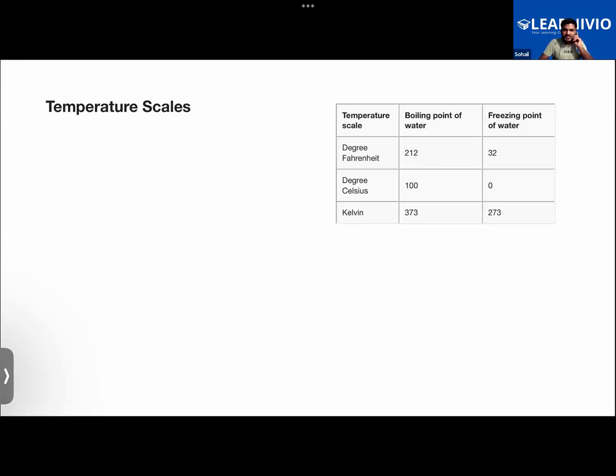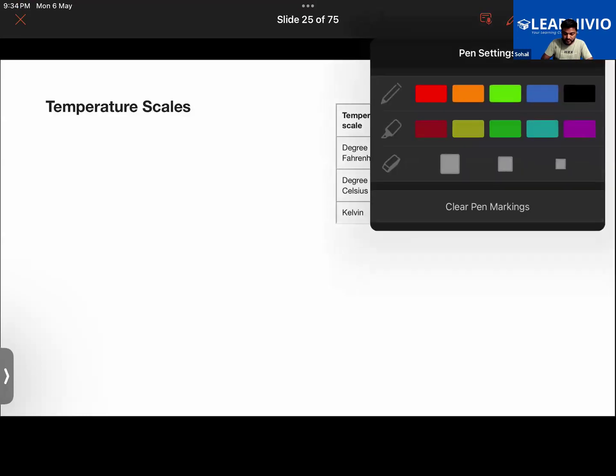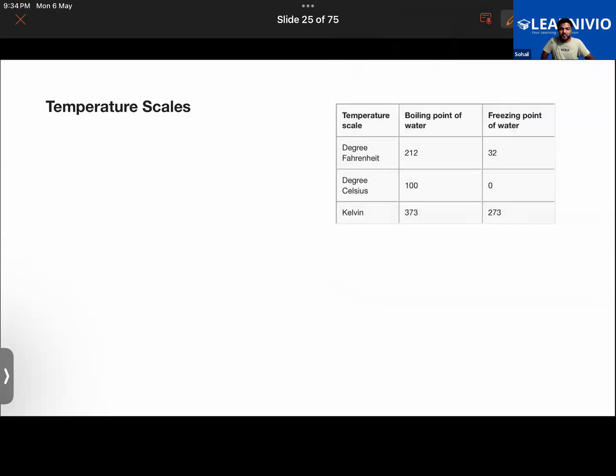Subtraction. How much has to be subtracted? 273. Very good. Okay, now 273 has to be subtracted, or should it be added? You won't be subtracting it. You have to convert from Celsius to Kelvin, so you have to add this, right now.